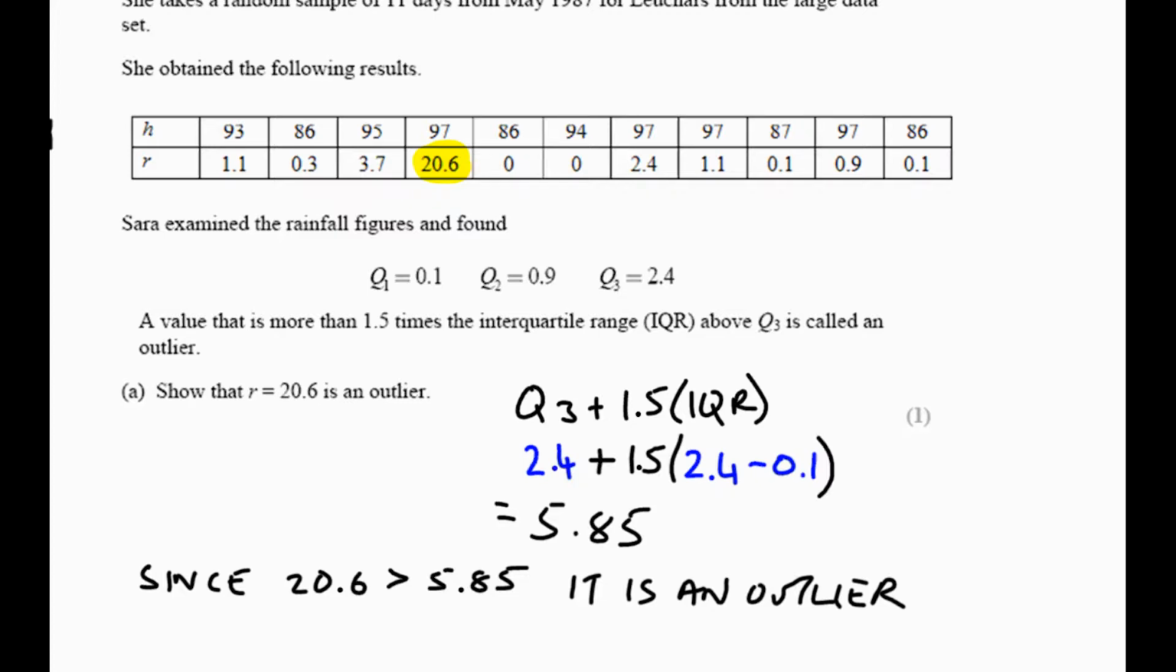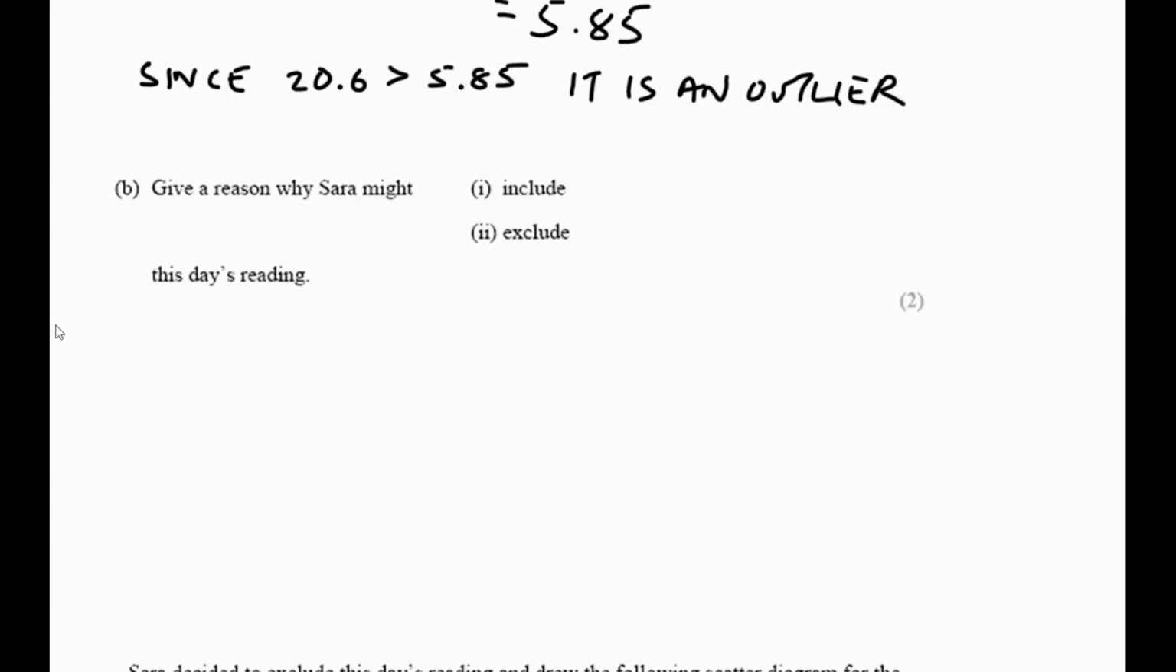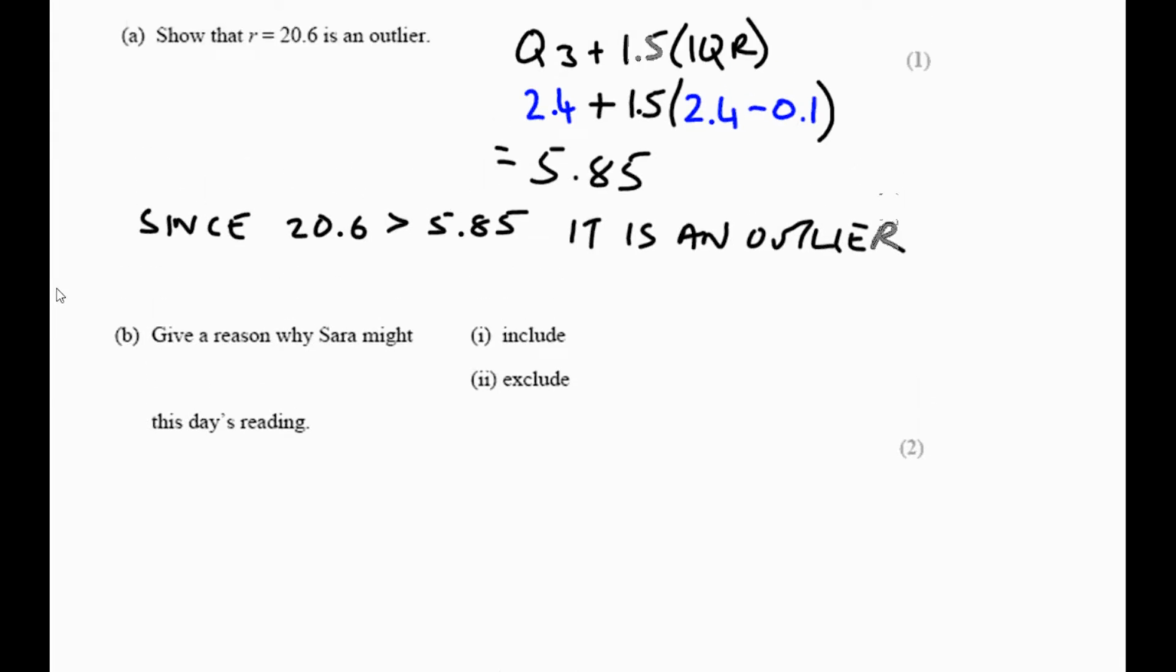Be careful to make sure that you state this. Just finding the 5.85 is not enough to show that you know what to do with it. Finish with a sentence. Since 20.6 is greater than 5.85, it is an outlier. All right, so we found this outlier. Give a reason why Sarah might include the outlier, and then give a reason why Sarah might exclude the outlier.